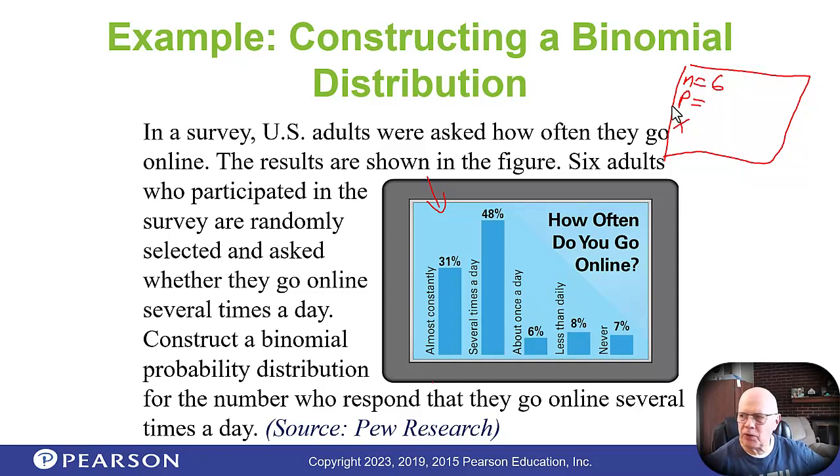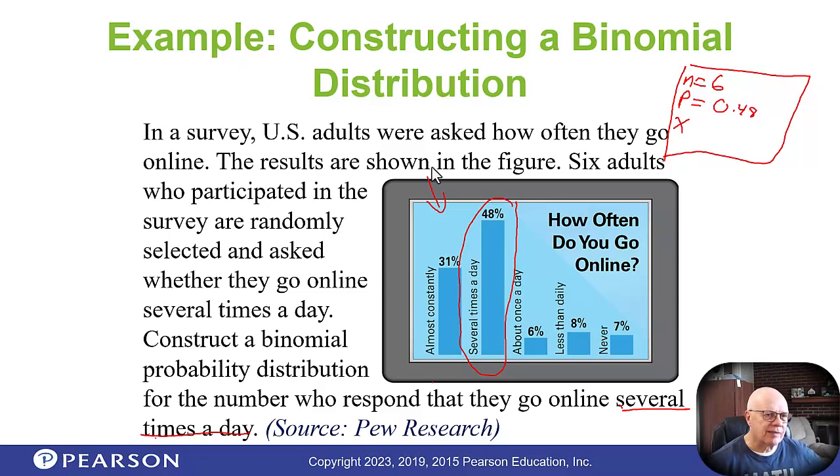Now, how do we do that? Well, it says here we want to construct the probability they go on several times a day. Several times a day. So right away, we want to go with this one because that's several times a day. So this will be 0.48. Notice X doesn't appear here. That's because we want the probabilities for all of them.